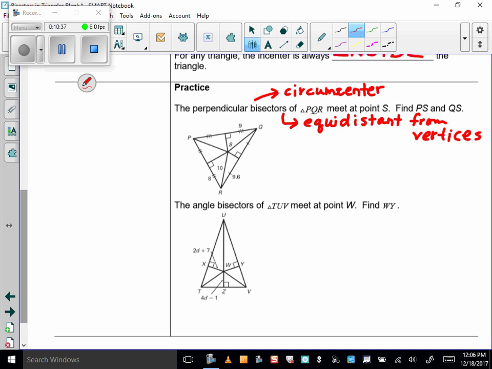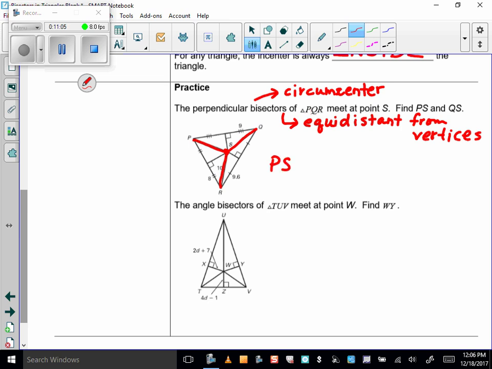Okay, so I'm going to be talking about the circumcenter. I know the circumcenter is equidistant from the vertices. So here is my circumcenter. Find PS. Where's PS? PS is this distance right here. And QS is this distance right here. Okay, what do I know? I know that they're going to be the same as RS. So there it is. Wow, that was easy enough.